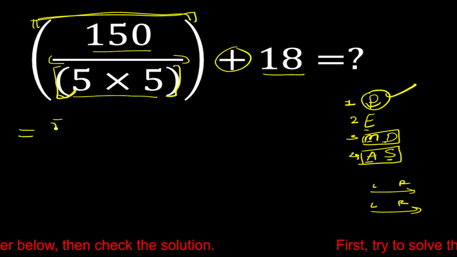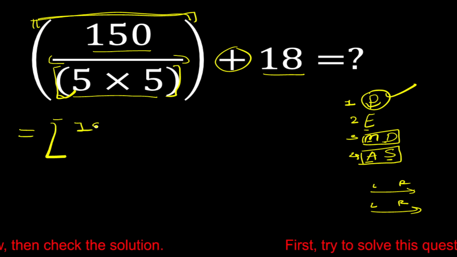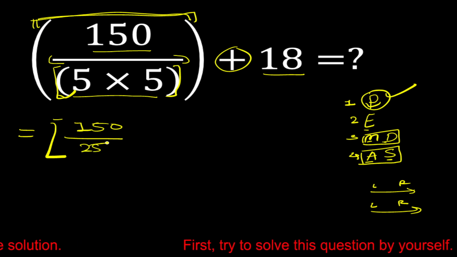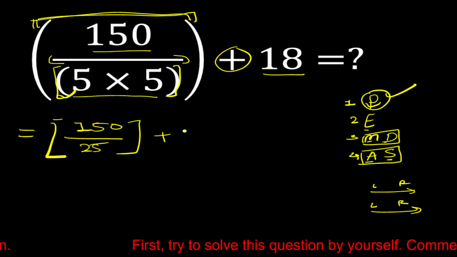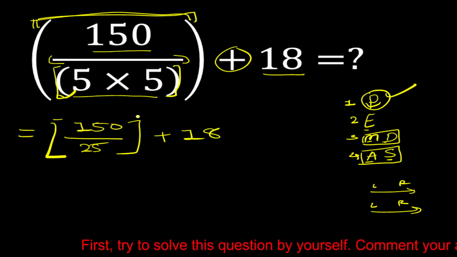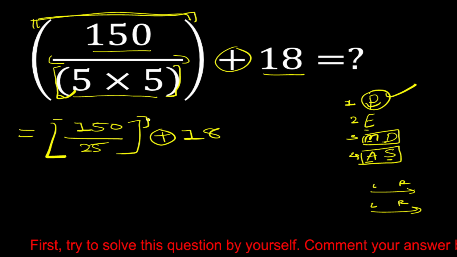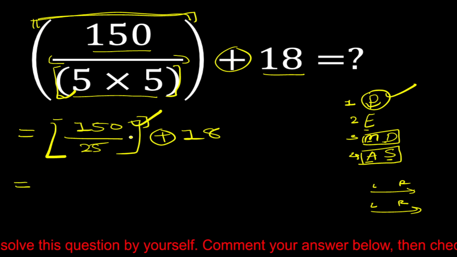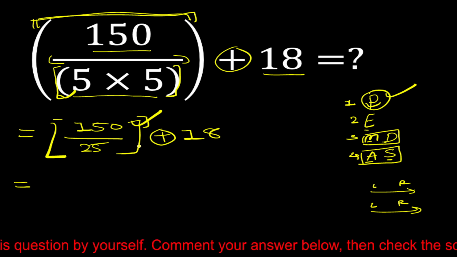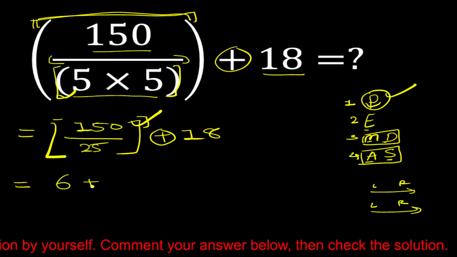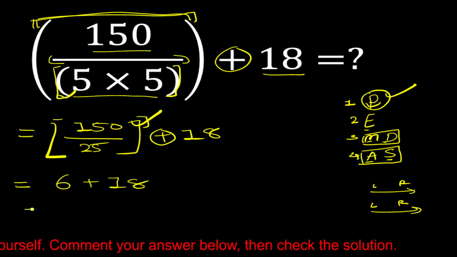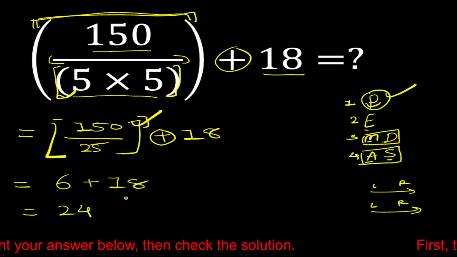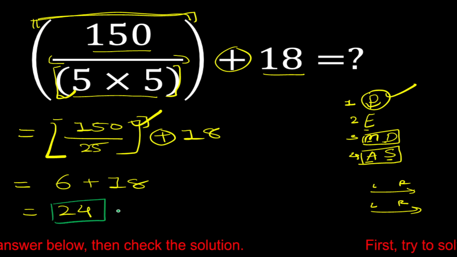So, in the parenthesis, 5 multiplied by 5 is equal to 25, plus 18. Now here is one parenthesis and one addition, so first priority is the parenthesis. So 150 divided by 25 is equal to 6. 6 plus 18. Now 6 plus 18 is equal to 24. So the correct answer is 24.